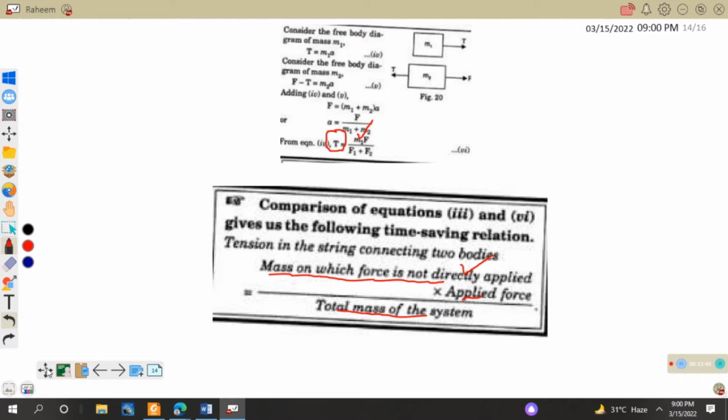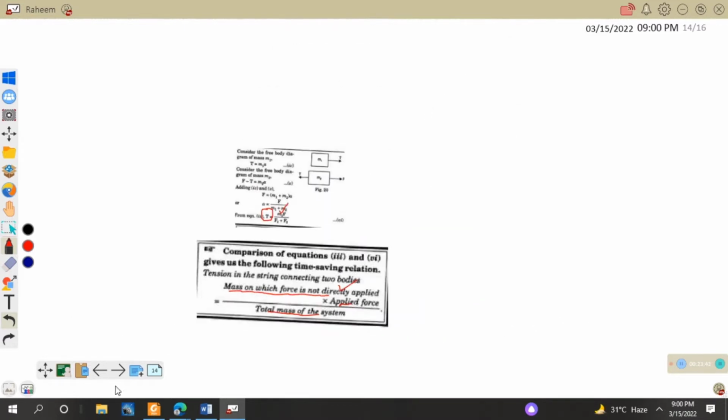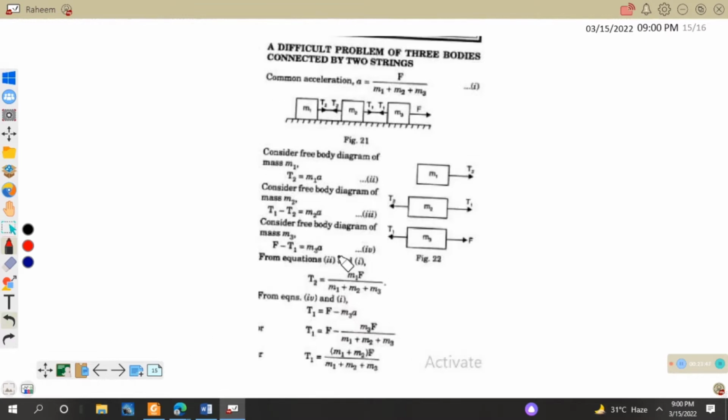So if we look for another equation, a difficult problem of three bodies connected by two strings. In this case we have three bodies connected by different strings. In this case we have a common acceleration, which will be equal to F over m1 plus m2 plus m3.